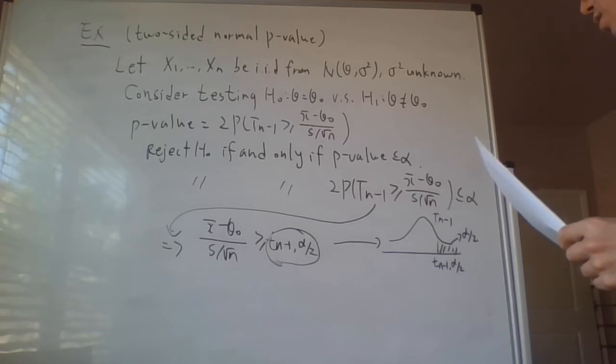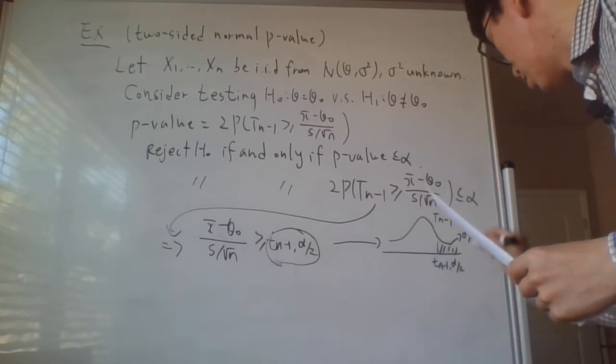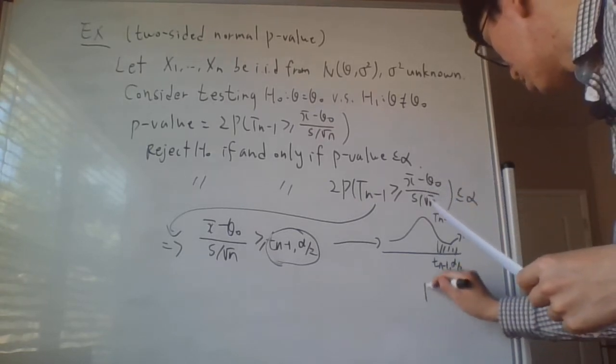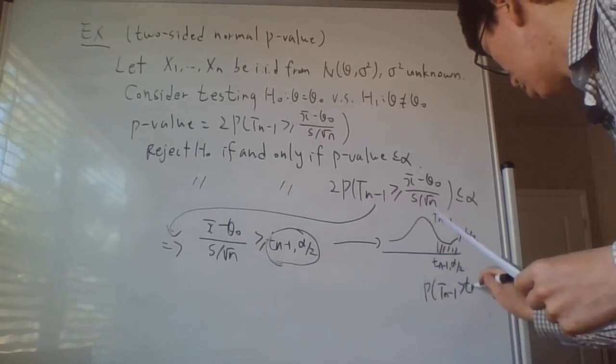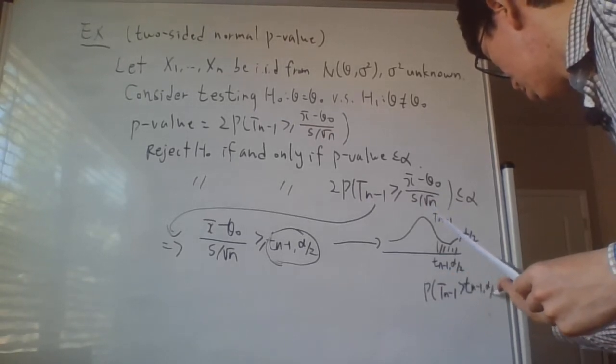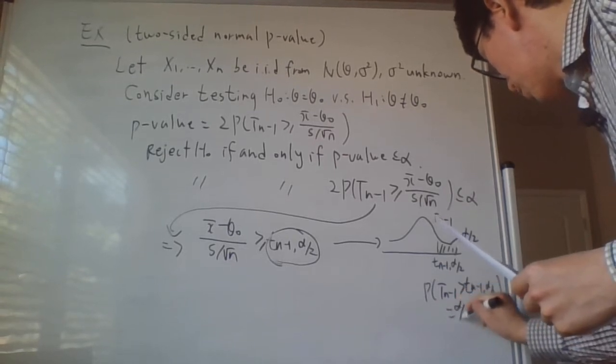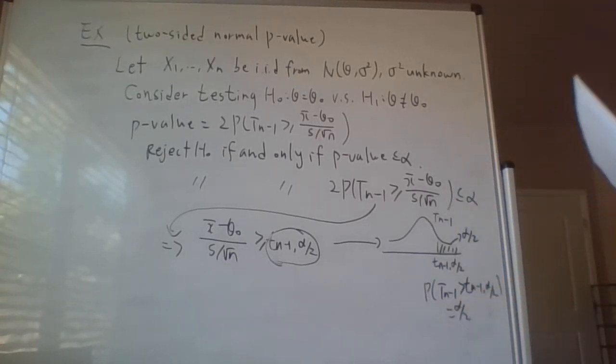And then here is this: the probability that a t random variable based on n minus 1 degrees of freedom is greater than the t n minus 1, alpha over 2 critical value is equal to alpha divided by 2.